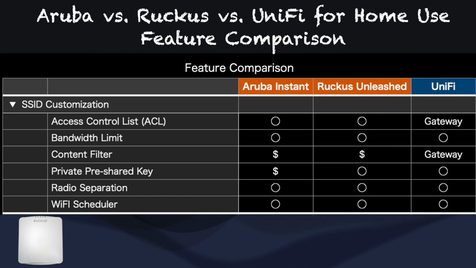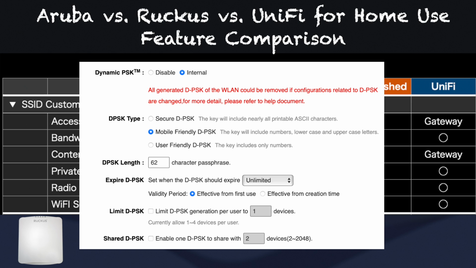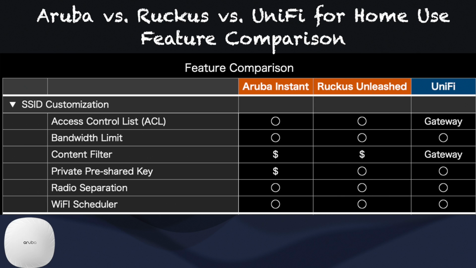Ruckus Unleashed calls this DPSK, and it has far more options. With DPSK, it does not just put a client on a different VLAN, but it can uniquely tag a client and configure different things such as expiration time. Aruba Instant offers an analogous technology with the name MPSK, but this requires a subscription to their ClearPass technology.